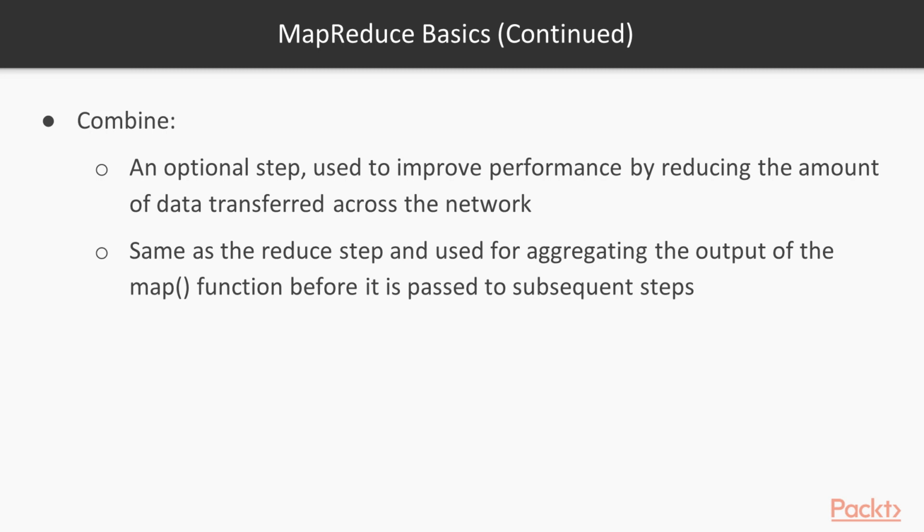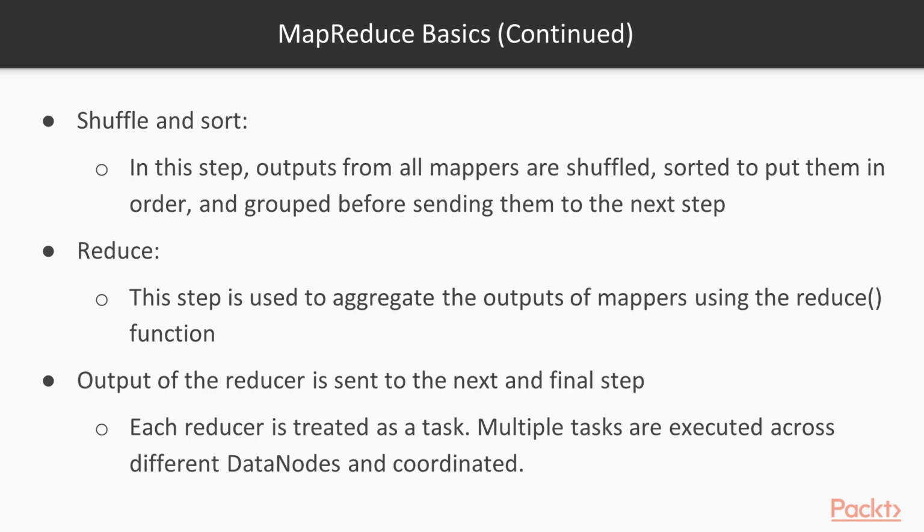Then we have the combine step, which is optional and often used to improve performance by reducing the amount of data transferred over the network, but it is not always there. It is done by a combiner, which reduces and aggregates the output of the map function before it is passed to the subsequent steps. And the fourth step is called shuffle and sort.